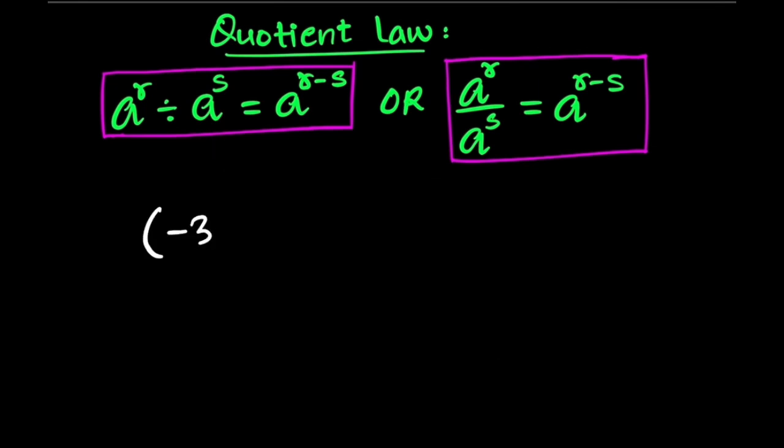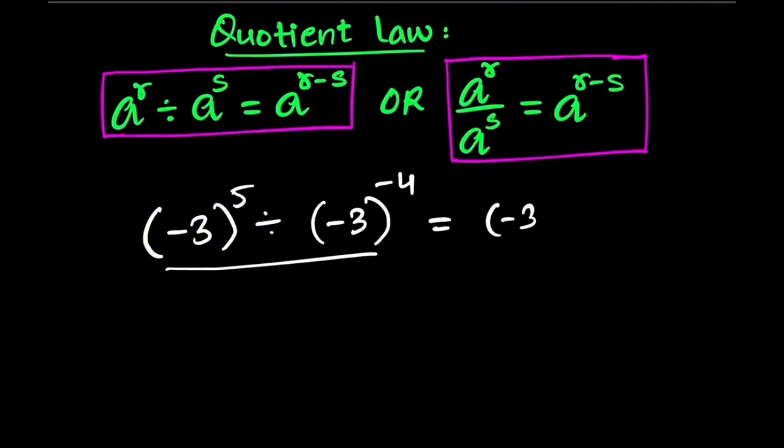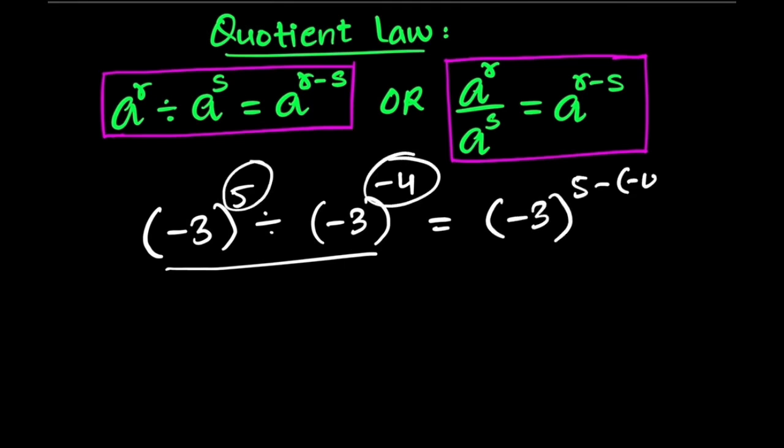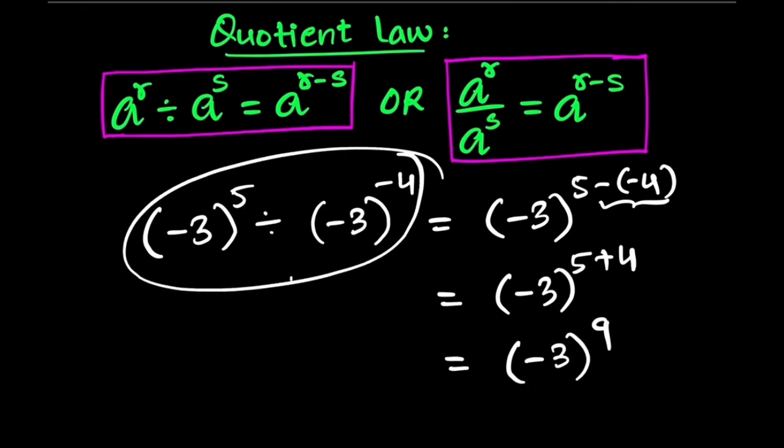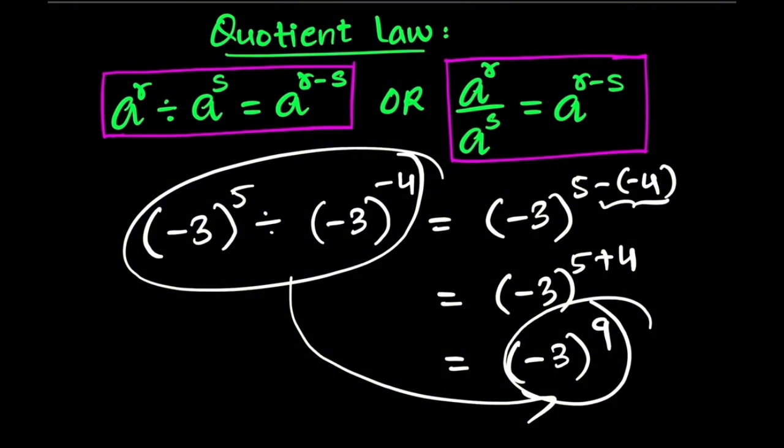Another example, negative 3 raised to 5 divided by negative 3 raised to negative 4. Since the bases are the same, write the same base and just subtract the exponent, that is 5 minus negative 4, which equals negative 3 raised to 5 plus 4, since minus times minus 4 means plus 4. This gives us negative 3 raised to 9.